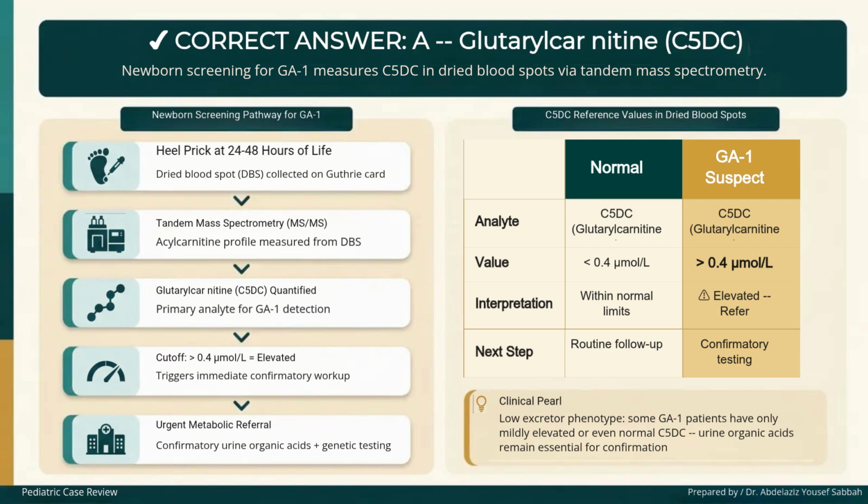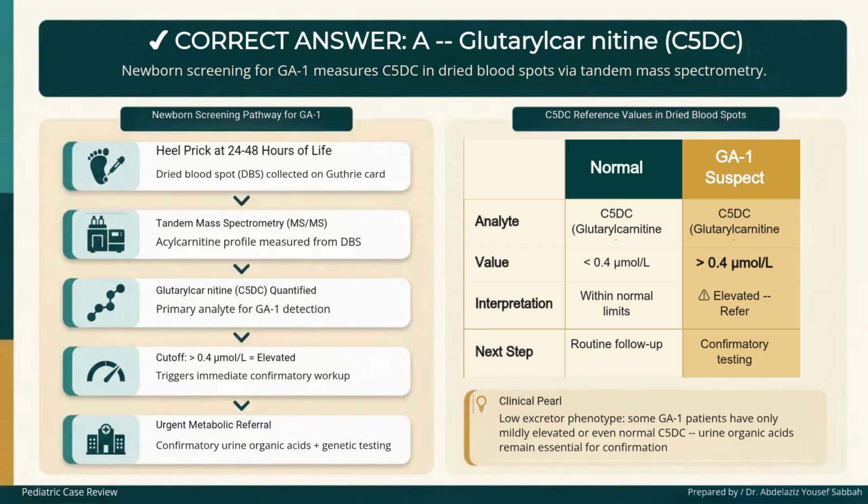Newborn screening for glutaric acidemia type 1 measures glutaryl carnitine in dried blood spots via tandem mass spectrometry. The process begins with a heel prick at 24 to 48 hours of life. The dried blood spot is collected on a Guthrie card. Tandem mass spectrometry then measures the acylcarnitine profile.